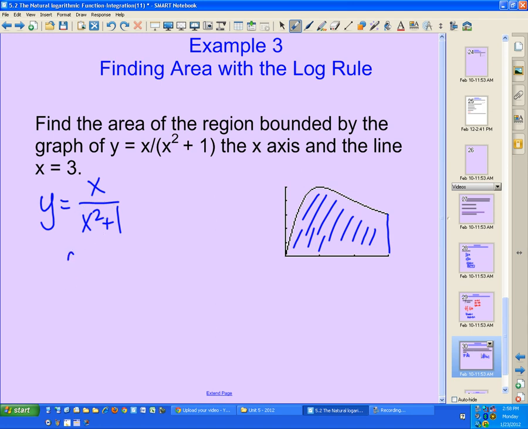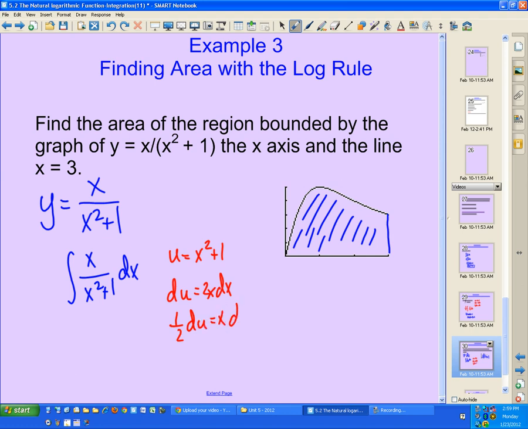So if I integrate this, I'm going to write this as the integral of x over x squared plus 1 dx. And I have to think of my u substitution. So u is going to be x squared plus 1. du will turn into 2x dx. Well, again, I have 2 too many to get rid of that x dx, so it's going to be 1/2 du equals x dx that I can replace on top. That would be this guy right here.